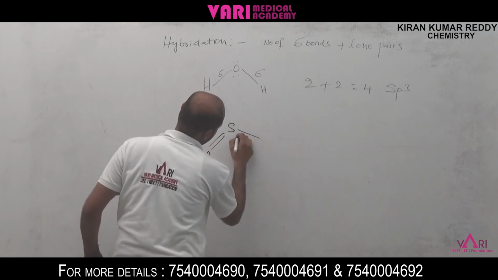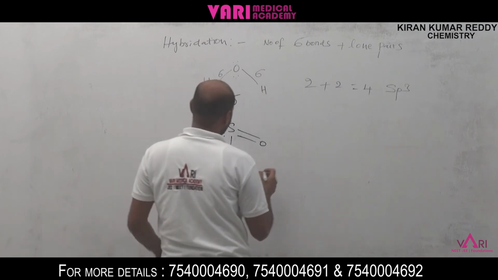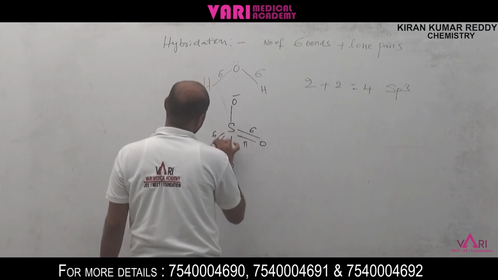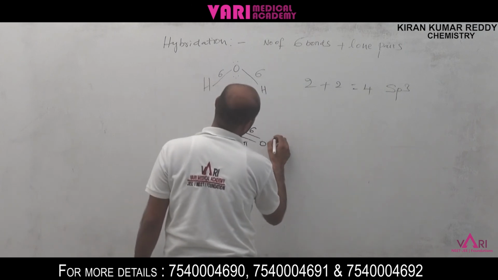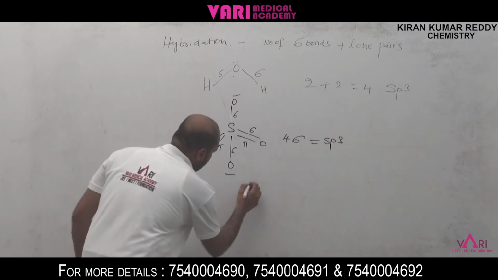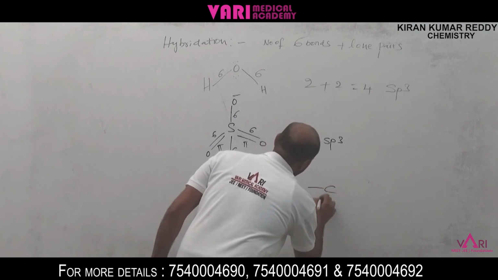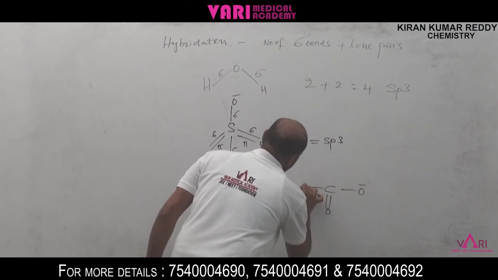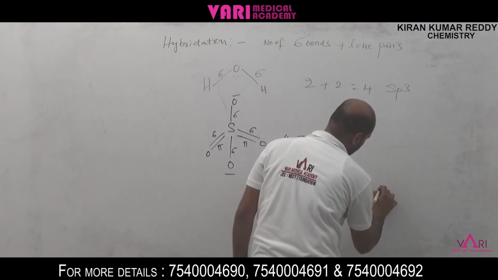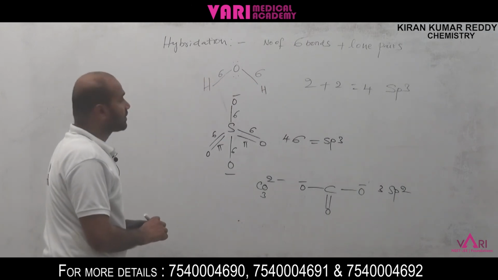Next one I am taking SO4 2 minus. This is the structure of SO4, O minus here, here also O minus. Now how many sigma bonds are present? That is sigma bond 1, 2, 3, 4. This is only sigma pi, sigma pi. 4 sigma bonds means sp3 hybridization. If you take CO3 2 minus, here O minus, here also O minus. Now how many sigma bonds are present? 1, 2, 3. 3 sigma bonds means sp2 hybridization. This is based on structure. This is one of the formula.